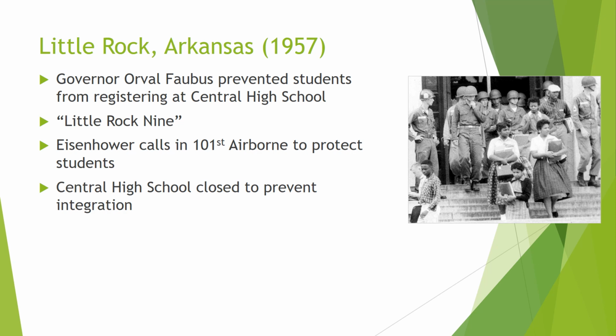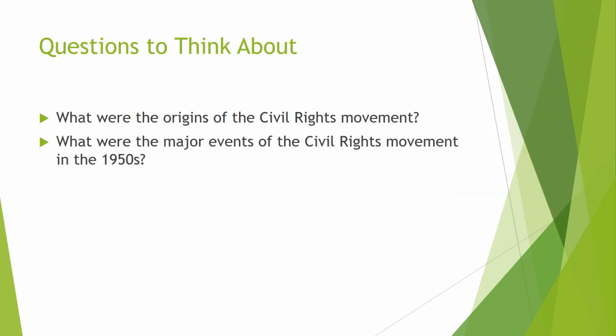Now, later, Central High School would be reopened, but really, by 1960, massive resistance to desegregation was confined to the Deep South. So coming back to our questions to think about, what were the origins of the civil rights movement? First, the establishment of the NAACP, then we have the Harlem Renaissance, then during World War II, we have the Double V campaign, and then finally in the post-war world, we have the Cold War itself.